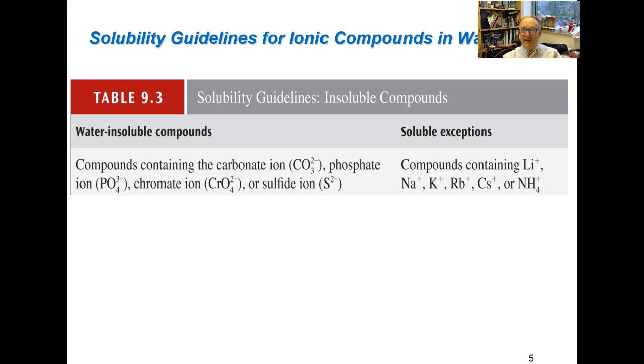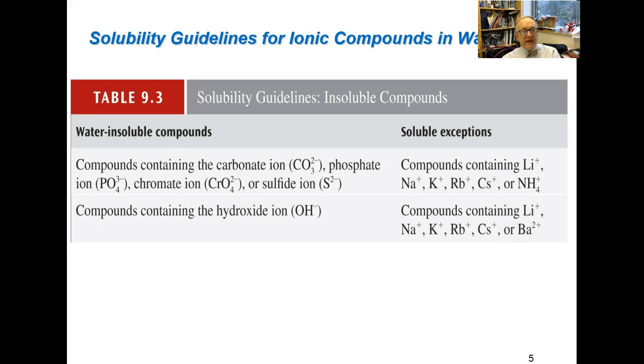Remember, back on the previous slide, compounds that contained those ions were always soluble. Here is an example where those cations are with anions that otherwise would be insoluble. It makes them become soluble. Compounds containing the hydroxide ion are insoluble, unless, once again, you've got one of these cations that always makes it soluble: lithium, sodium, potassium, rubidium, cesium, or barium. So carbonates, phosphates, chromates, sulfides, and hydroxides are insoluble unless they're with one of those 1A cations or ammonium.